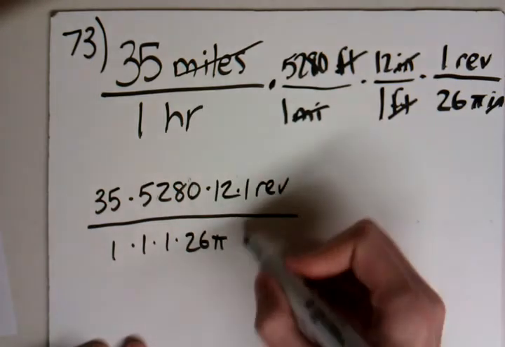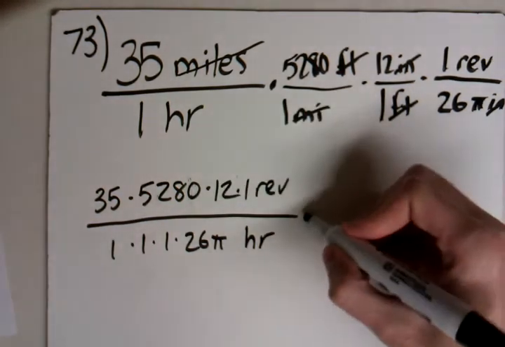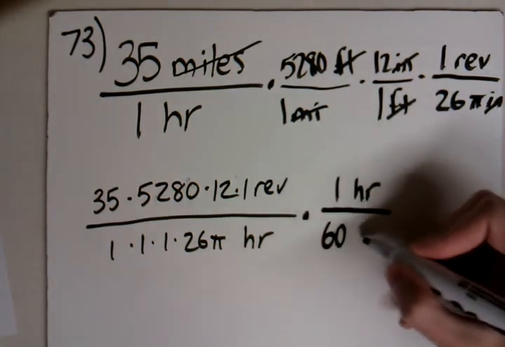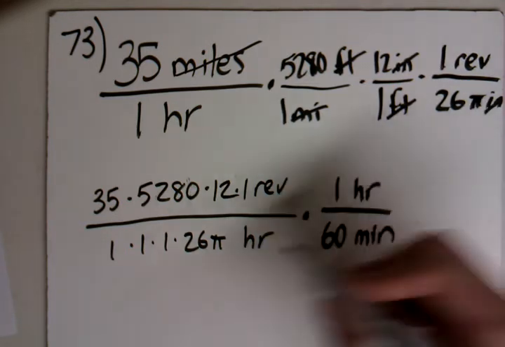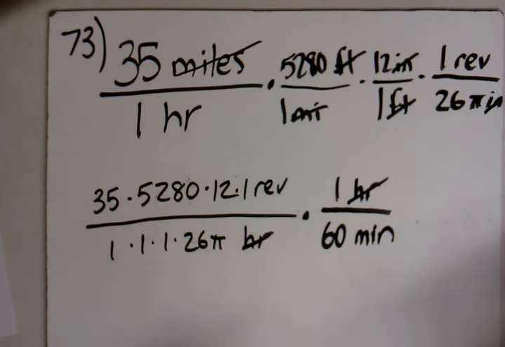And this is measured in hours. So I wanted revolutions per minute. I have revolutions per hour. So I know that, again, 1 hour is 60 minutes. Alright, so then the hours cancel, and I have revolutions per minute. So I just need to multiply this out and get a solution.